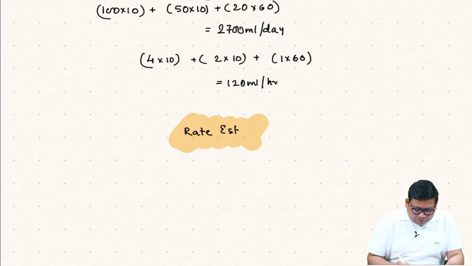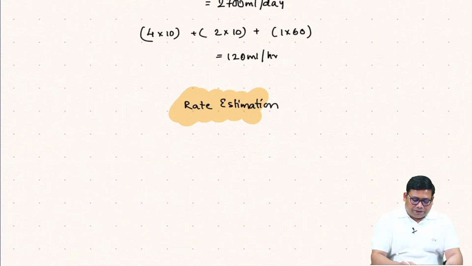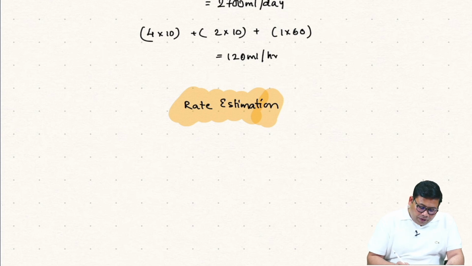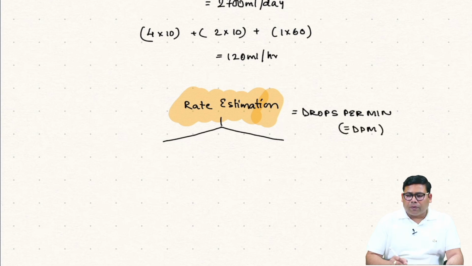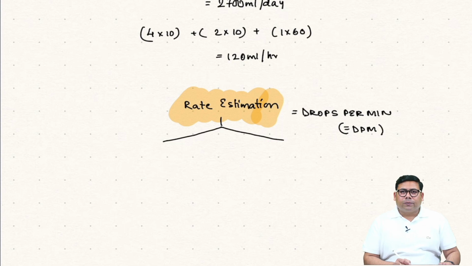Now when you talk about rate estimation, there are two important things in this rate estimation column. What are they? The rate estimation can be done as drops per minute. So drops per minute I can write as DPM. Now there are two tricks for drops per minute.